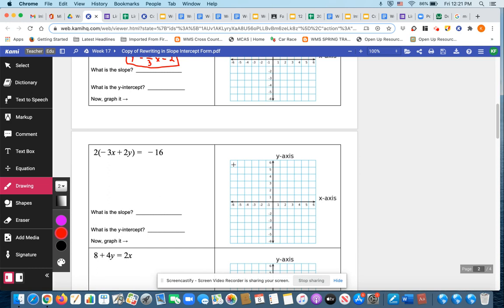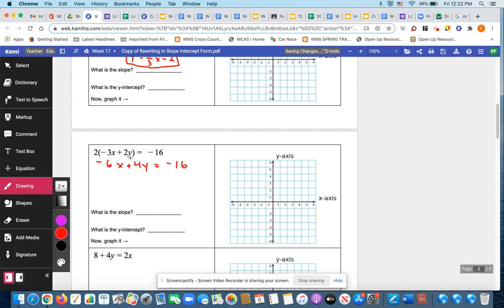All right, and here comes the last video, the last example. This one looks a little more complicated. Don't worry about it, all right? Definitely don't freak out. One thing we can do, and I probably think most kids have their eyes set on this 2 with parentheses and are thinking about the distributive property. Go for it. Distribute that 2 right through. Negative 6x plus 4y is equal to negative 16.